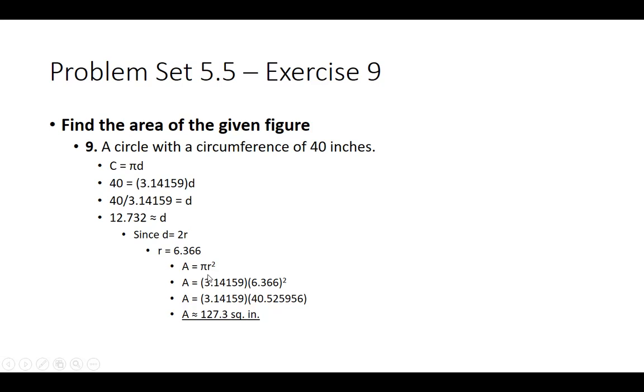Area equals pi times the radius squared. Area equals 3.14159 times the square of 6.366. When we square 6.366, we get 40.525956. Multiplying that by 3.14159, we get 127.3, and that would be in square inches. Since our original measurement for circumference was regular inches, area is going to be square inches.